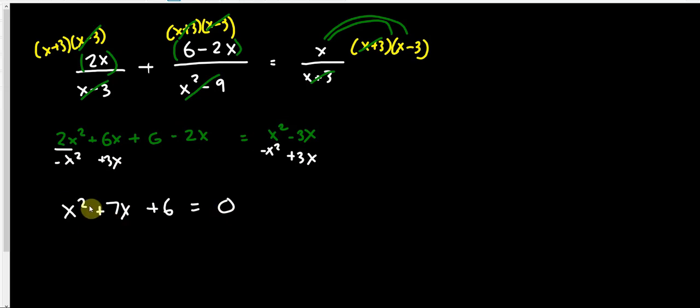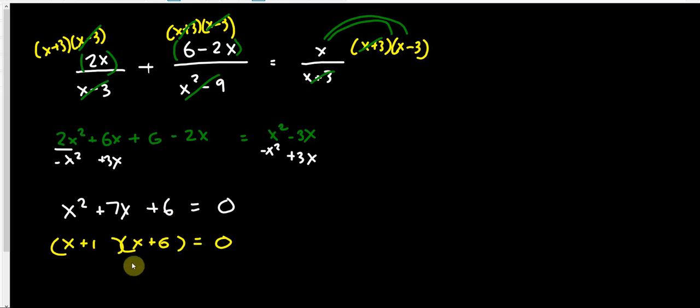So this looks very familiar. This looks like what we've done not long ago, where we're going to try to factor this and use the zero product property, and we'll hope that we find the solution. Let's see if it's factorable. So what two numbers multiply to positive 6 and add to positive 7? Oh, how about positive 1 and positive 6? 1 times 6 is 6. 1 plus 6 is 7.